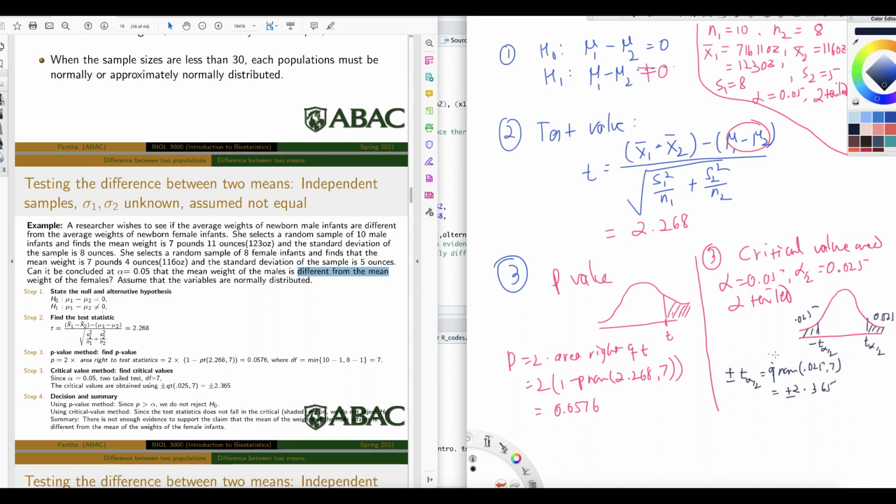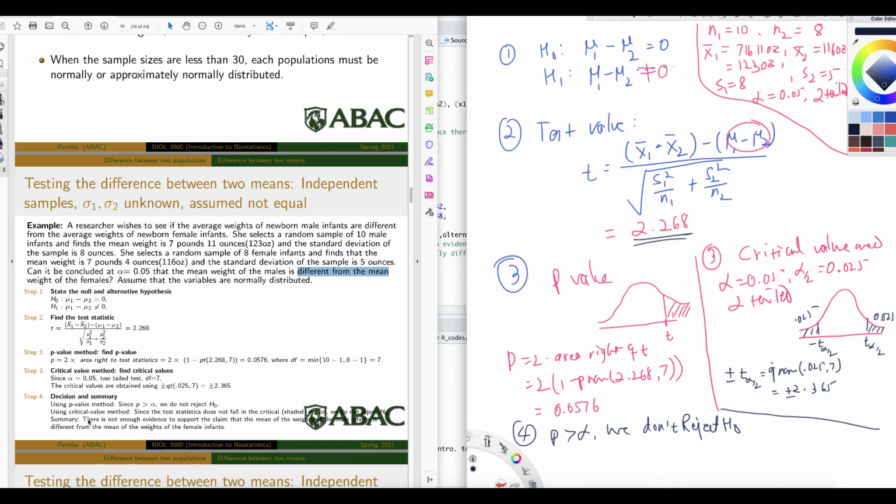Okay, now how do I decide? Is this p-value bigger than alpha? Number 4. Since p is bigger than alpha, we do not reject H sub 0. But how do we decide here? Does this test value fall in the shaded region, or not? See, this value is negative 2.365 and this value is positive 2.365. So definitely this value will fall in the unshaded region, meaning the non-rejection region. Okay, so we do not reject the null hypothesis.